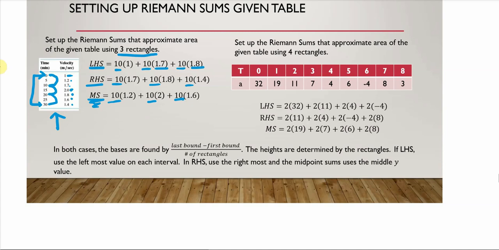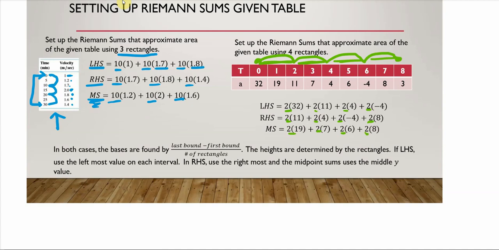It's a lot easier to look at it when it's lying down like this, a table. Here they want to go 4 rectangles. You're going to start from 0 to 8 and they want 4 rectangles. So I'm just going to make a jump here, a jump here, a jump here, and a jump here. That's 4 jumps. That means that the bases will be 2, 2, 2, and 2. All my bases are 2. And then the heights are determined by whichever sums you're looking for.